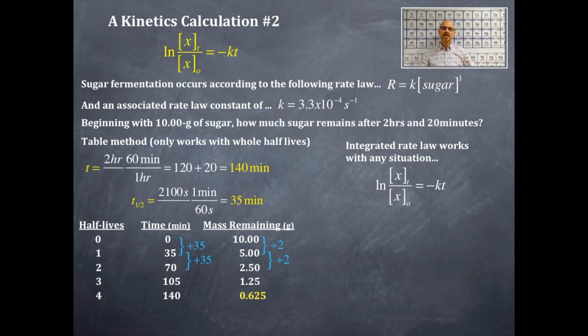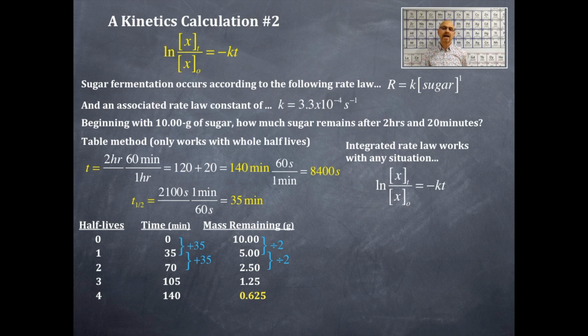So what I need to do is take that 2 hours and 20 minutes, which I've already converted into minutes, and now convert that into seconds. I've converted the 140 minutes into seconds, and now I have 8,400 seconds. So now you should see that my total time and my rate constant have the same set of units, seconds or per second, so that the time units cancel out. That's critical. That's one of the very first steps that you're going to do here.